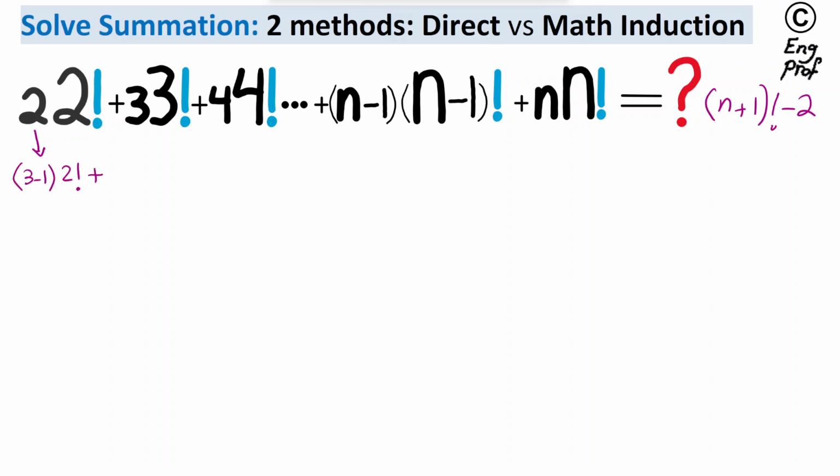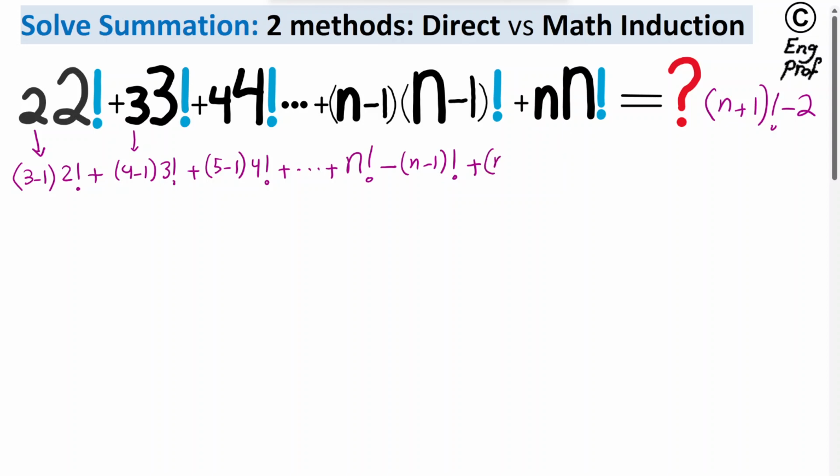2 factorial plus, for 3 I can write (4 minus 1) times 3 factorial plus, for 4 I can do (5 minus 1) times 4 factorial, and I can keep doing this. And for (n minus 1) times (n minus 1) factorial, naturally I can write n times (n minus 1) factorial, which is n factorial, and then minus, of course, just (n minus 1) factorial. And lastly, for the final component, instead of n times n factorial, I can write it as (n plus 1) times n factorial and then minus n factorial. It's as if I write n as n plus 1 minus 1.